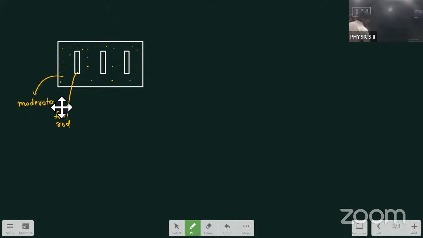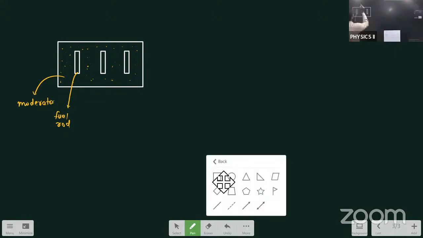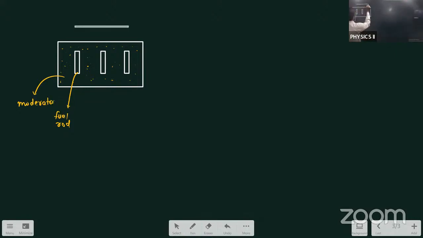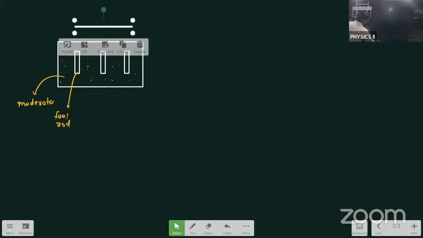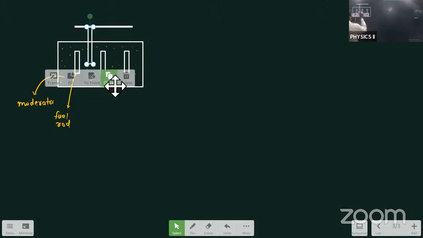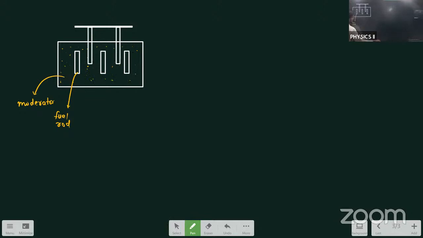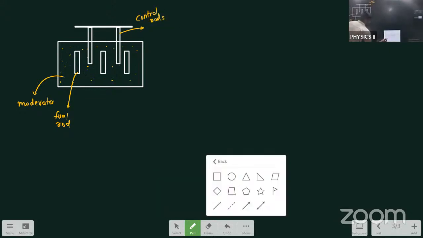Okay. Next, we are supposed to consider the control rod. So see here, I am taking control rods somewhere here. These are my control rods, which can be moved up and down. By moving these up and down, we can control this process. These are called control rods. What are these things? These are control rods.